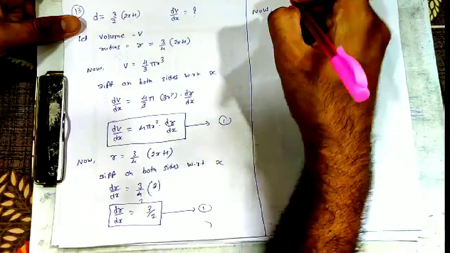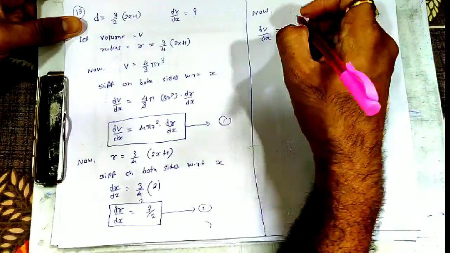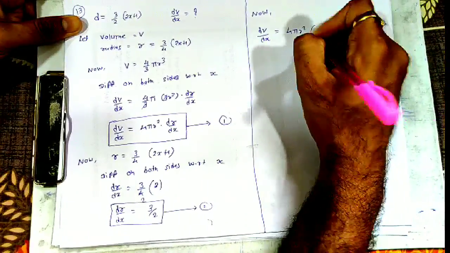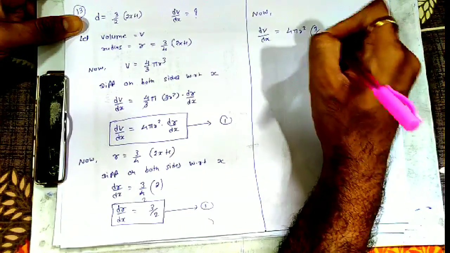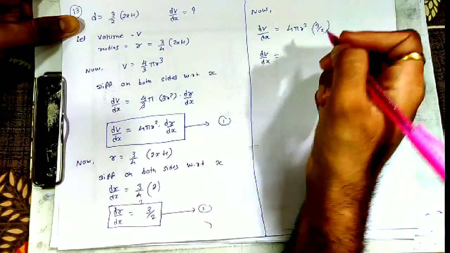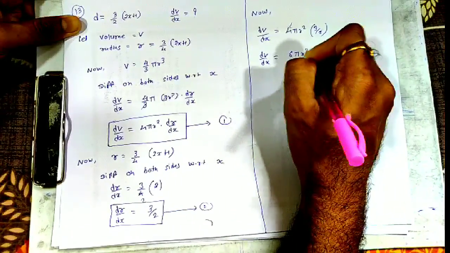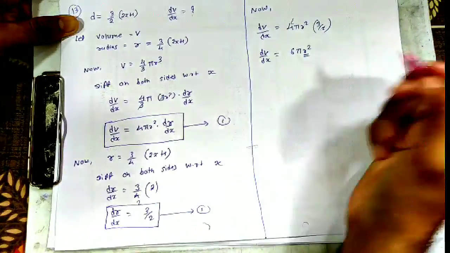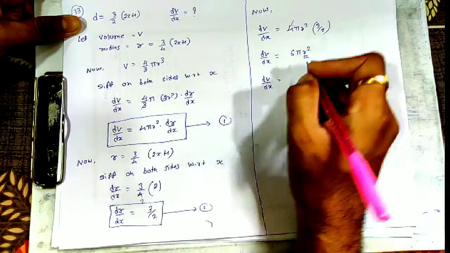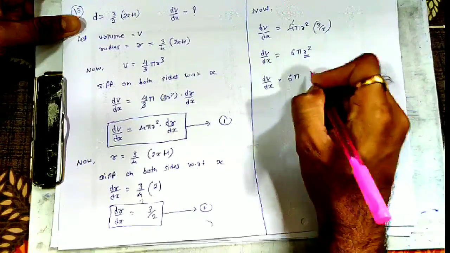So now we are getting dv by dx equal to 4 pi r square, and our dr by dx is 3 by 2. So dv by dx, the rate of change of volume with respect to x, is 6 pi r square. And again, to match the answer with the given textbook, we are putting the value of r from the given data.